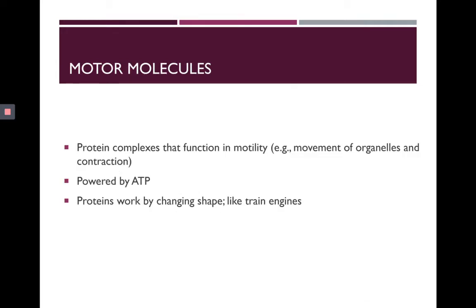Motor molecules, we don't have a picture, but things like dynein are a good example. There are protein complexes that actually seem to walk on things like microtubules, kind of using microtubules as a cellular highway. They do need energy, so they're powered by active transport, or powered by ATP, and they help proteins move from one area to another, or organelles move from one area to another. Usually proteins are moving inside vesicles, so the motor molecules act like train engines.